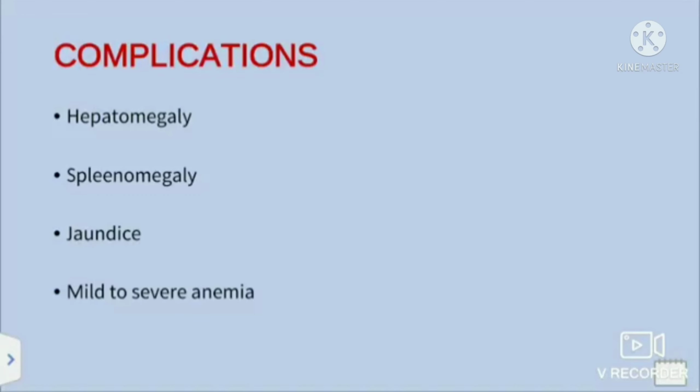So the complications due to this condition, due to this RH incompatibility, can be hepatomegaly, splenomegaly, jaundice, and mild to severe anemia.